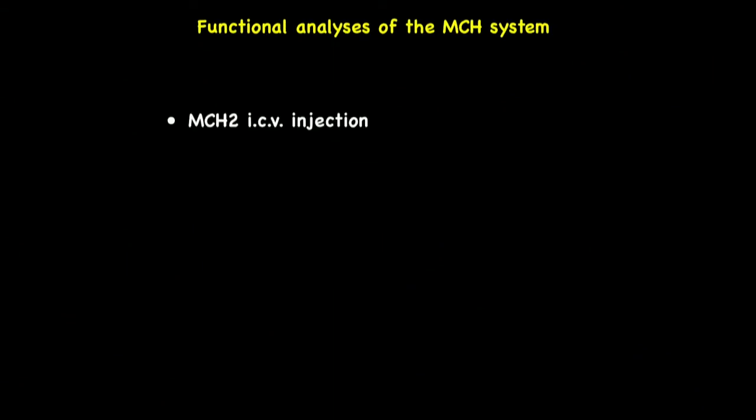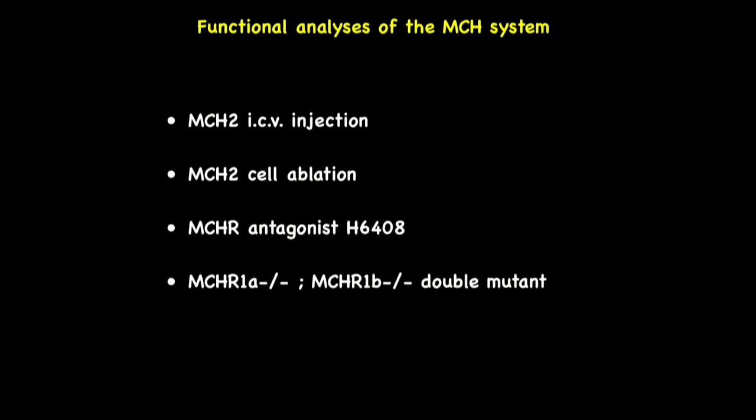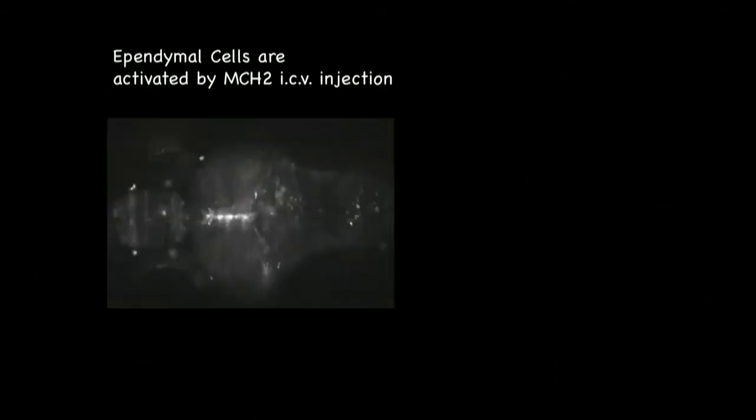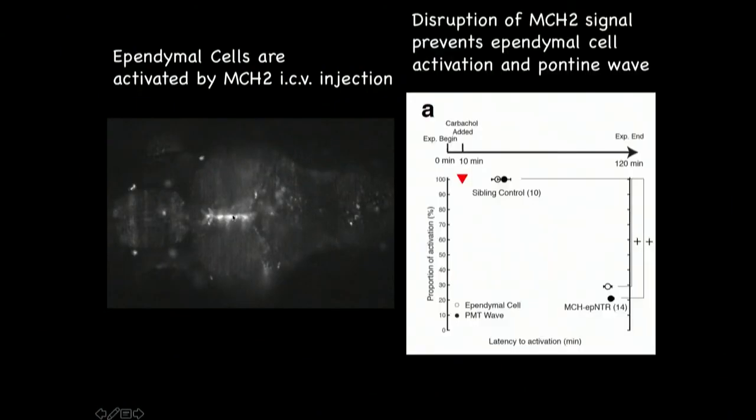And I'm going to spare you the detail, but when we do the injection of this MCH peptide, when we remove the cells, when we block the receptors, when we remove the receptors, the ICV will induce those ependymal cells, the MCH system. This is a complicated chart, but when you remove the MCH signals, you prevent those ependymal cells from turning on and there is no pontine wave coming up. And sleep is reduced dramatically. So the conclusion was that in addition to the non-REM-REM like signatures that we found, MCH had a similar role, very likely, between fish and mammals.